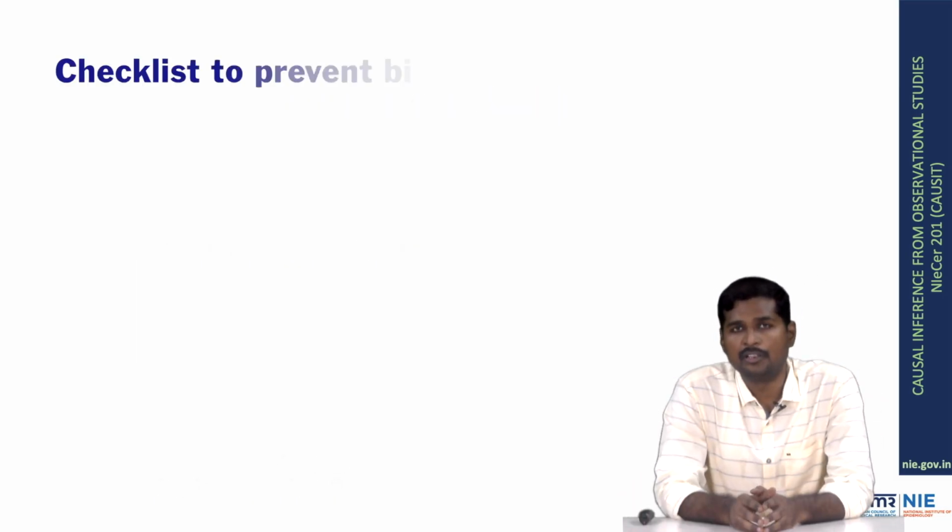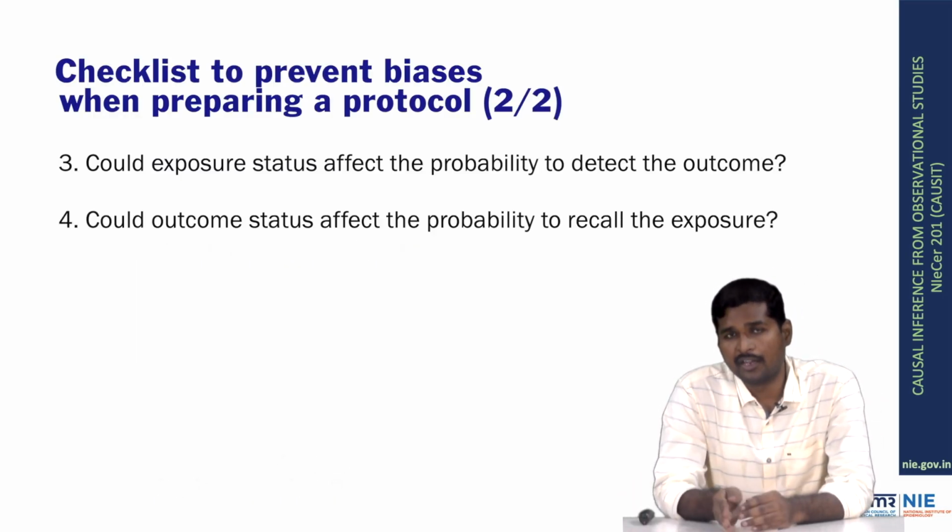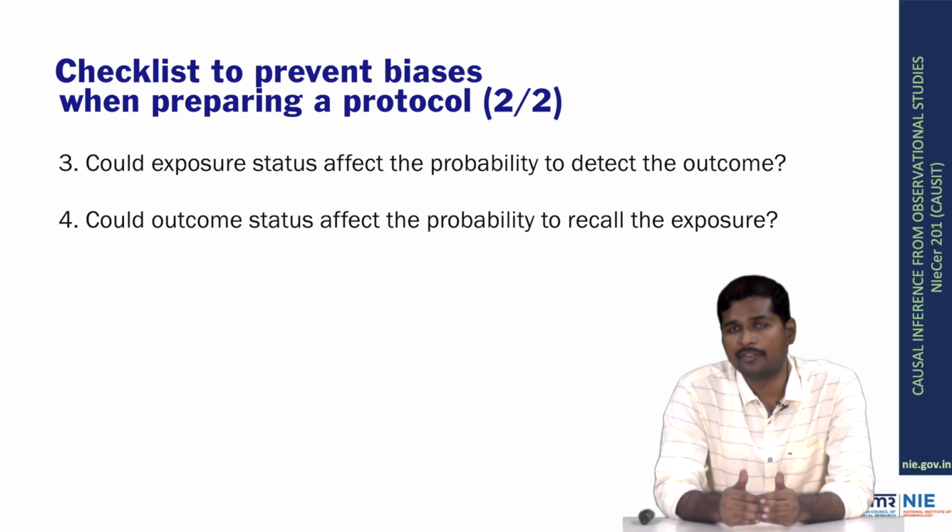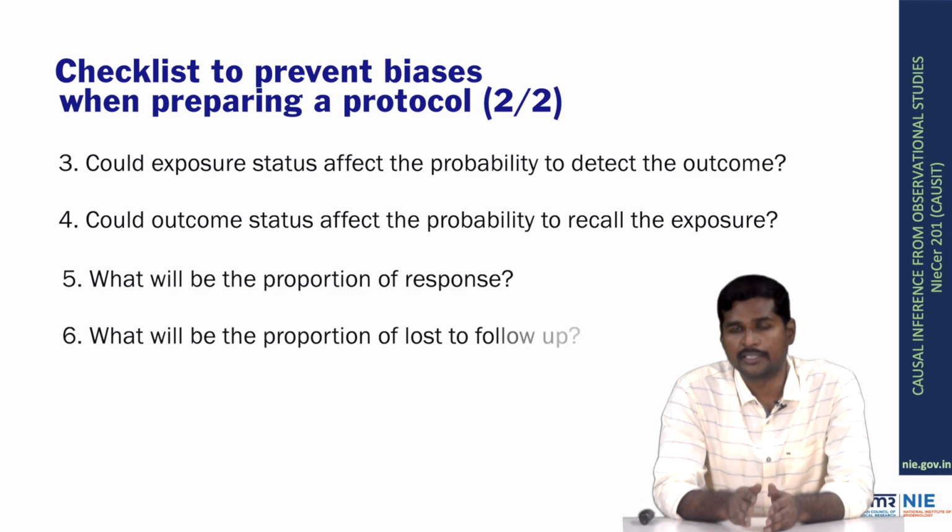Then you ask yourself, could the exposure status of a person affect the probability to detect an outcome? So it should not be so. That is, the exposure status should not affect our sensitivity or our ability to detect the outcome. It should be the same regardless of whether the person is exposed or not. So the same instrument with the same sensitivity, the same specificity, the same kind of questioning technique should be used for both exposed as well as unexposed people.